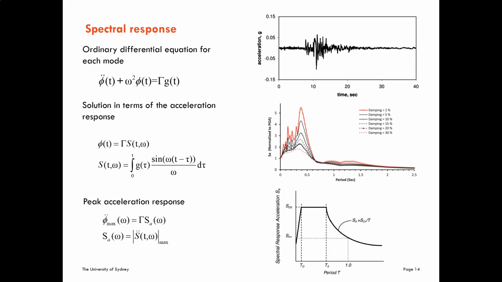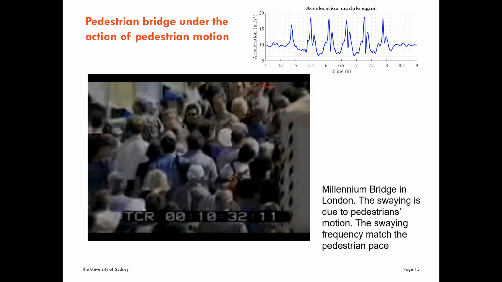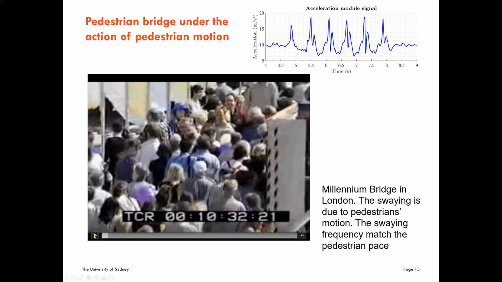Apart from earthquakes, an interesting case is the effect of pedestrians in the dynamic response of a bridge. This is the Millennium Bridge that was inaugurated this millennium. At the inauguration, there were a lot of pedestrians. The acceleration versus time produced by the pedestrians is given by this plot. You can see that there are peaks that are kind of periodic, and the periodicity depends on the pedestrian pace.